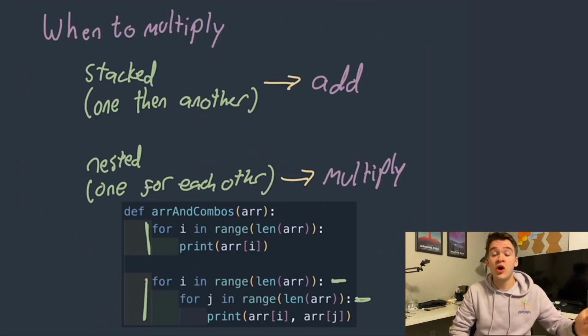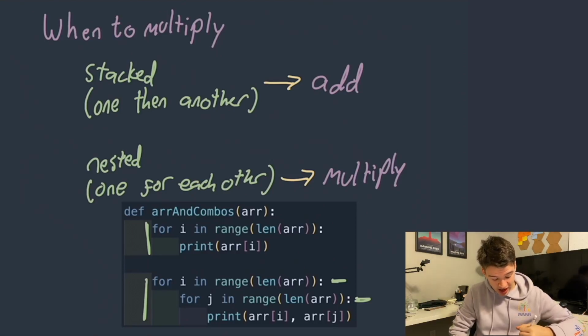Because of this, you can often lower your runtime just by breaking things up and doing them in steps instead of doing them in one big nested thing. And then on the other hand, we have nested things right here. So we have these two for loops nested. And we note this first for loop is going to run through n times, and so is the second one.